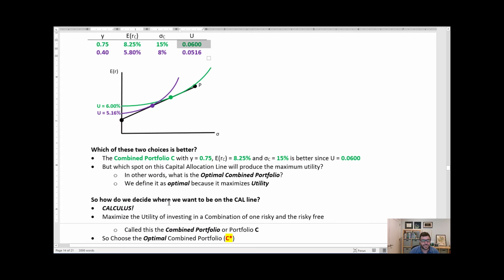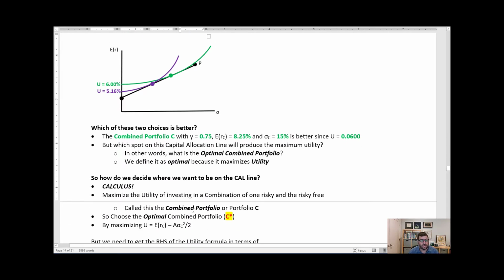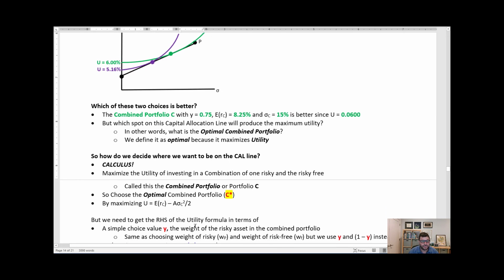And we're going to define it as optimal because it maximizes utility. And so how do we decide where we want to be on the CAL? Well, we're going to use calculus. We're going to maximize the utility of investing in a combination of one risky and one risk-free. We're going to call this the combined portfolio C, and we're going to choose the optimal portfolio by maximizing the utility. We'll do this in a minute.